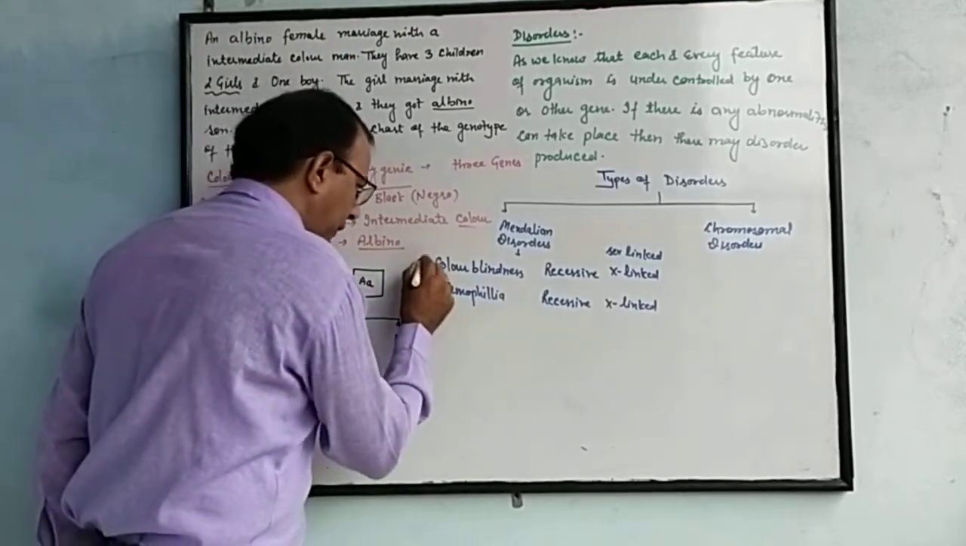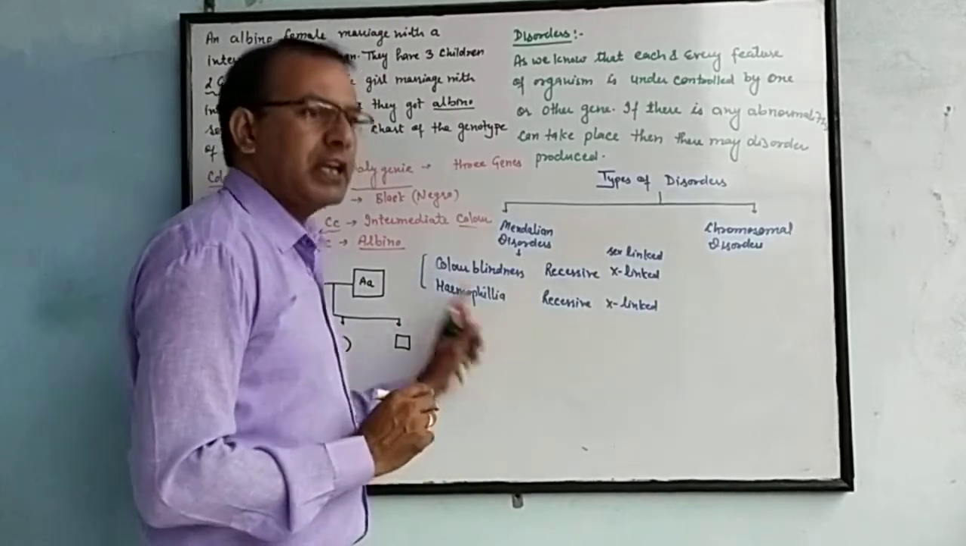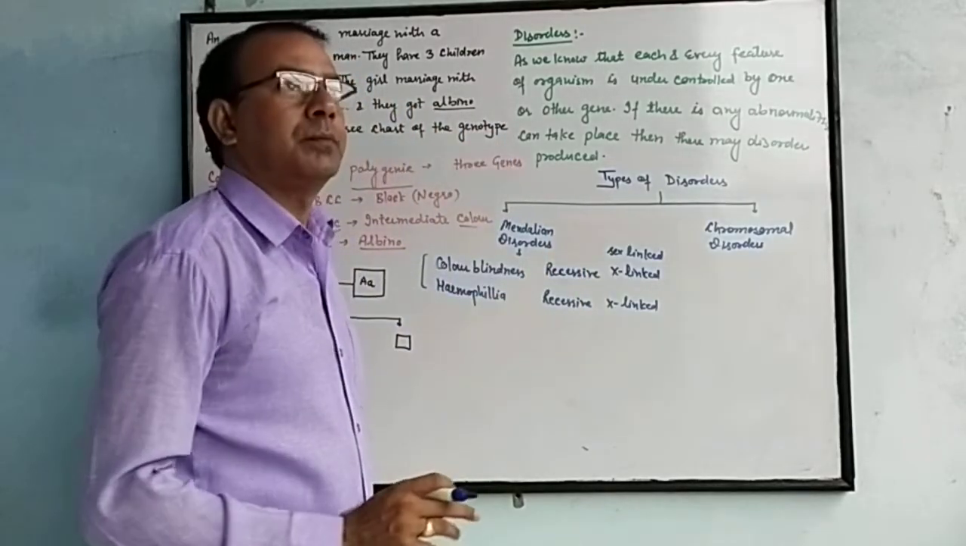There are two disorders which may be sex linked. One is color blindness and the other one is hemophilia. Both are X linked recessive disorders.